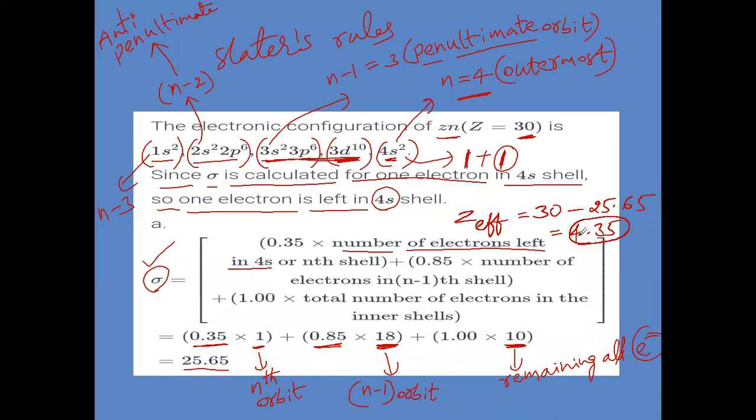Effective nuclear charge on which electron? On the 4s electron. Of which atom? Of the zinc atom. On the 4s electron of the zinc atom, how much effective nuclear charge is there here? 4.35. So this way we have to calculate the effective nuclear charge, which is called the effective atomic number. The actual atomic number of zinc, how much here? 30. But the effective atomic number is 4.35. So this point we have to touch.